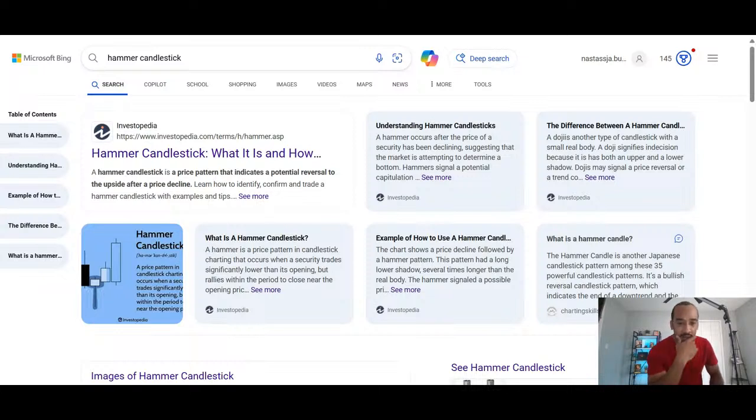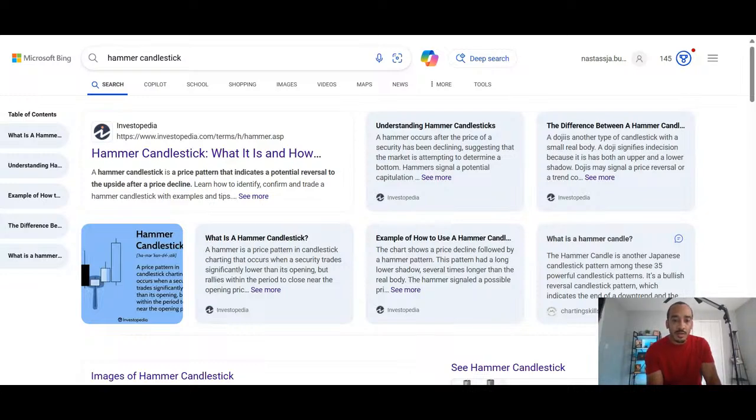But let's look at this hammer candle. The hammer candle is a price pattern candle that occurs when a security trades significantly lower than its open, but rallies when the period closes near the open price. A hammer candle is a price pattern that indicates a potential reversal to the upside. So that's what the hammer candle does. Let's go back to the chart.